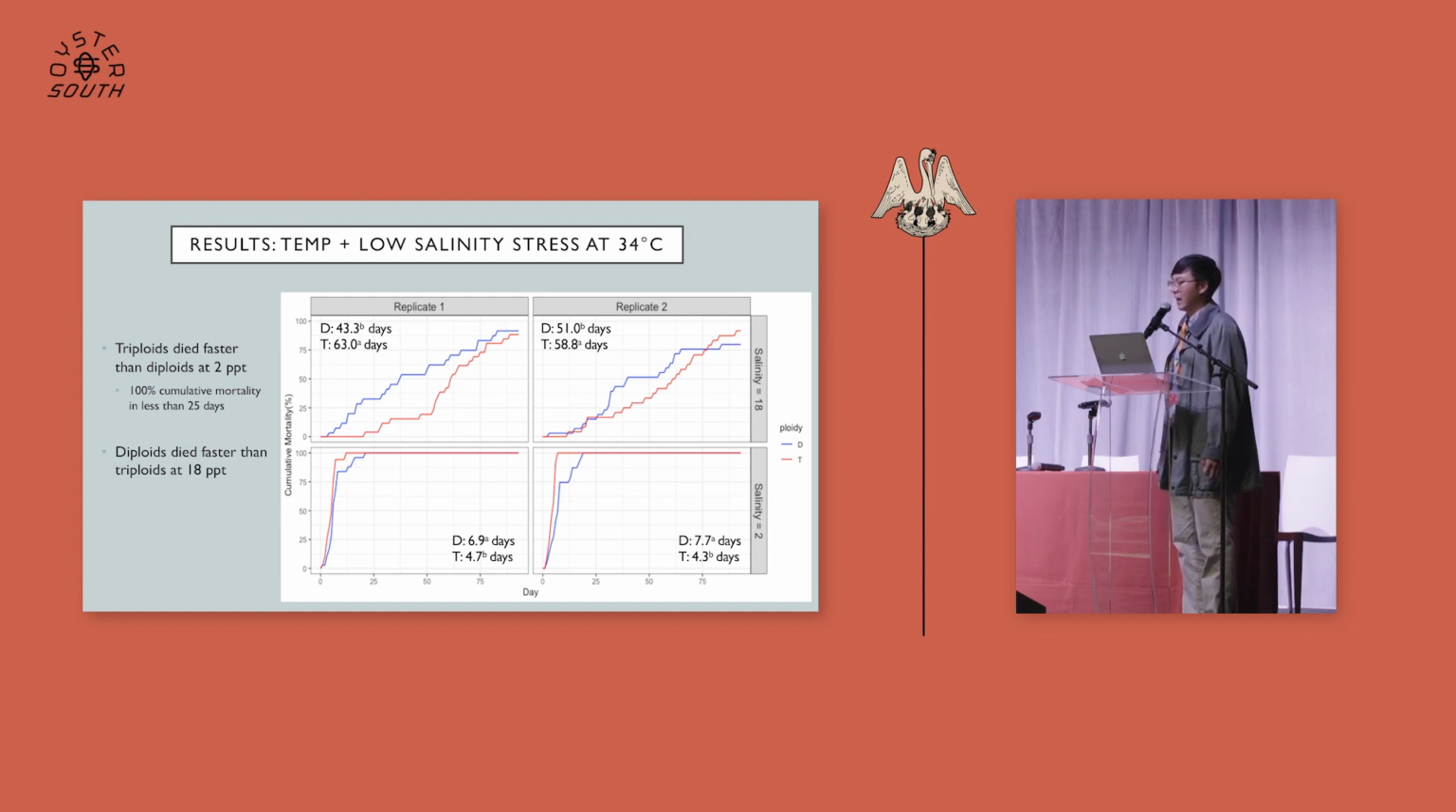And then we also see that at 18, we see some pretty interesting results where the diploids actually died faster than the triploids at 18 parts per thousand in both replicates. This was the only treatment in which we saw this type of result, where the diploid LT50s are lower than the triploids.